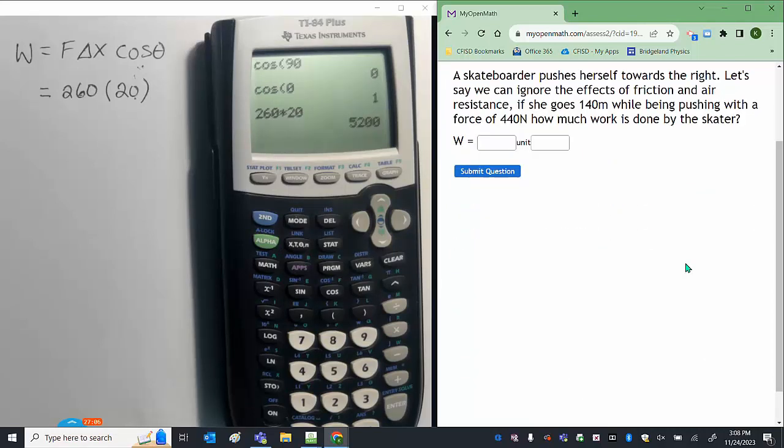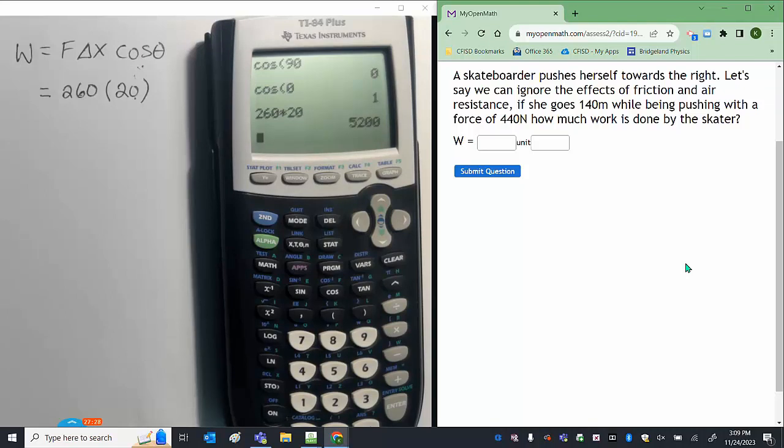This is question number 10. It says, a skateboarder pushes herself toward the right. Let's say we can ignore the effects of friction and air resistance. If she goes 140 meters while being pushed with a force of 440 newtons, how much work is done by the skater? Okay, and so again, work is force times displacement.